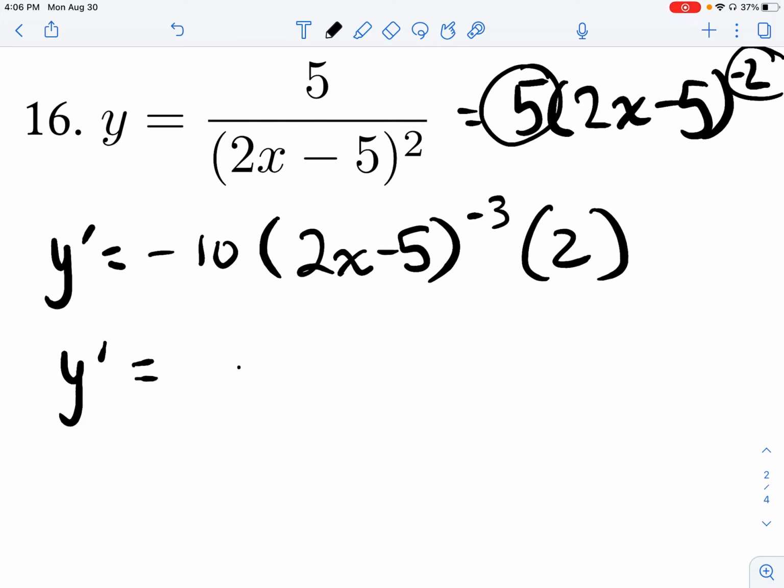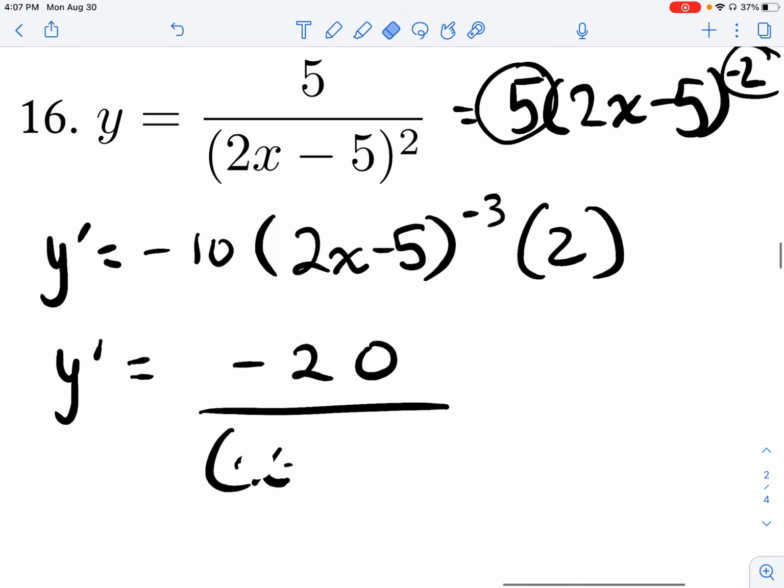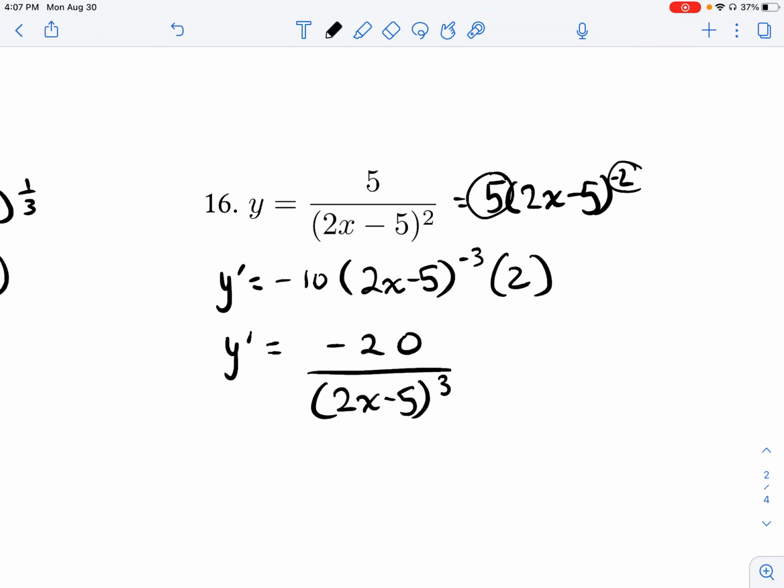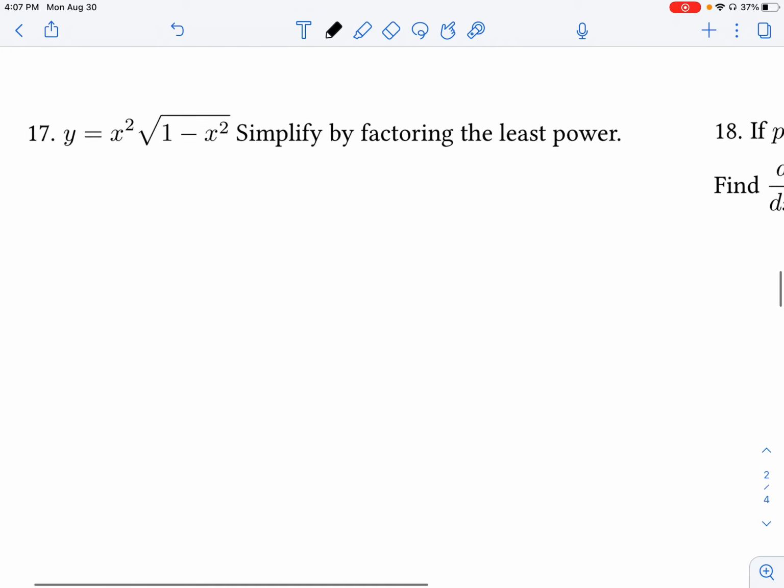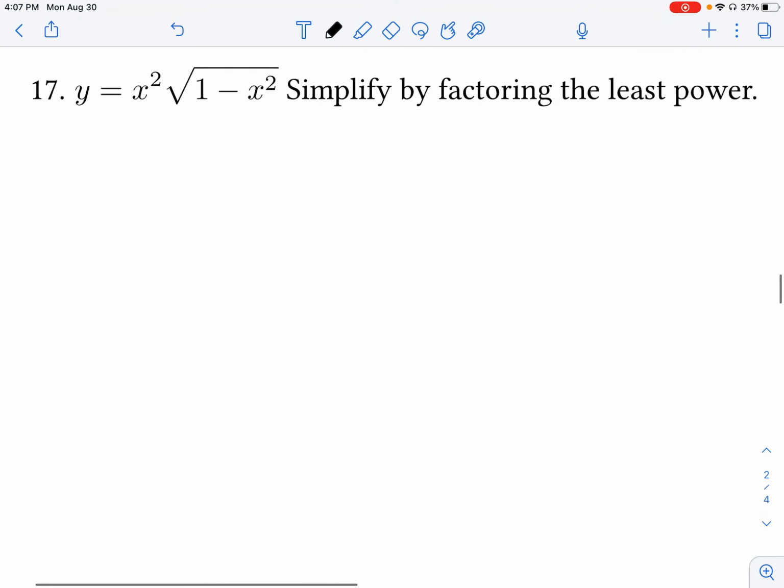So y prime is just equal to negative 20 over (2x minus 5) to the 3rd power down here in the denominator. Okay. All right, let's try something like this problem right over here. So this one we're actually going to simplify because I think it's good practice for our algebra. So if we want, we can rewrite this as x squared times (1 minus x squared) to the 1/2 power.